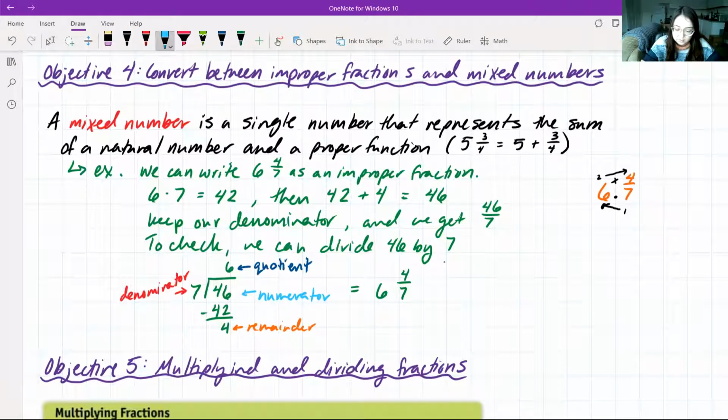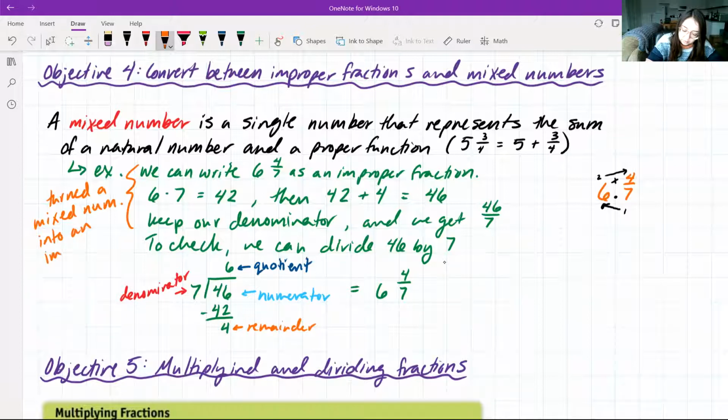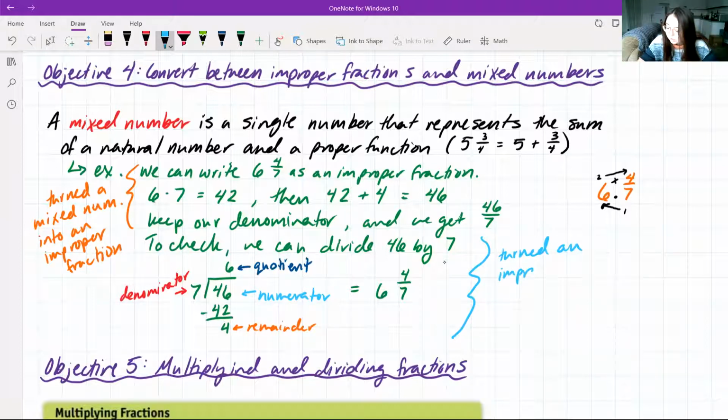So let's label these just so it's a little more clear. What we did first here was we turned a mixed number, I'm going to write NUM for number, into an improper fraction. And then what we did here, let's use a different color, was we turned an improper fraction into a mixed number.